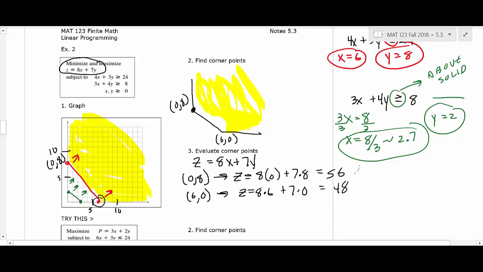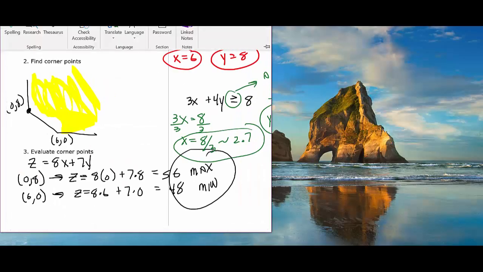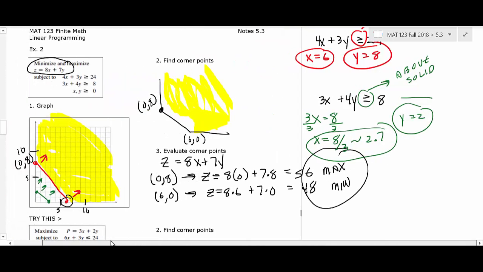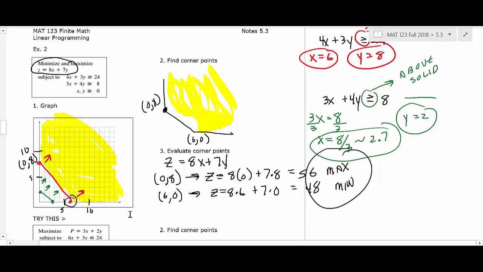Okay, so what's the max? The max is 56. The min is 48. That's the answer to your problem right there. One of them's minimum, one of them's max. On that problem, I'm saying to find both the min and the maximum like that. Okay, does everybody understand that last step? Plug your corner point into the objective function. The objective function's always given in these problems, the ones that we're going to be looking at here. Okay, any questions?